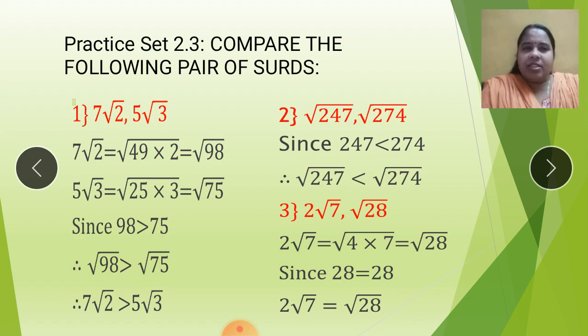Okay. See the third sum. 2 root 7 and square root of 28. Now this is a mixed surd and this is a pure surd. So our first step is what? To convert this into a pure surd, correct?